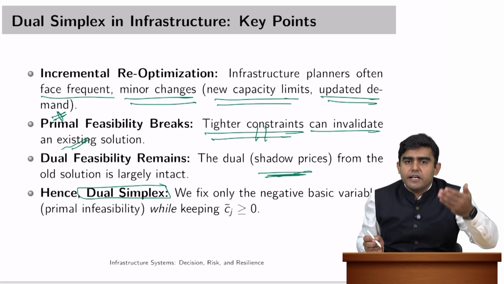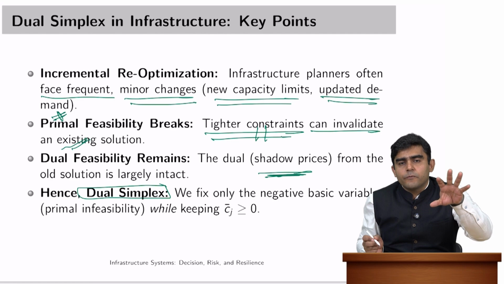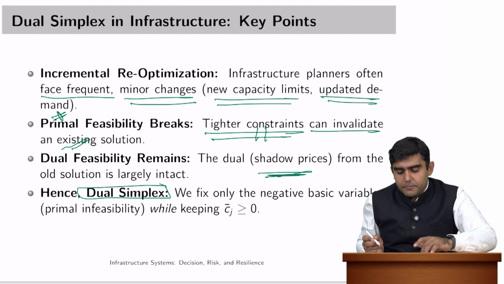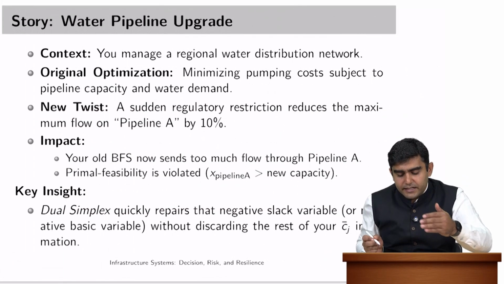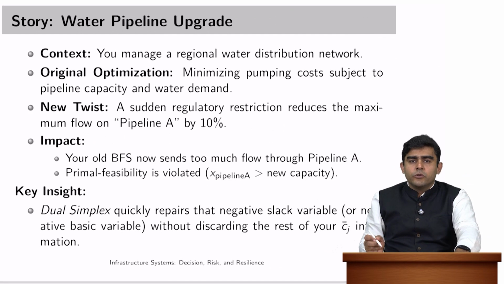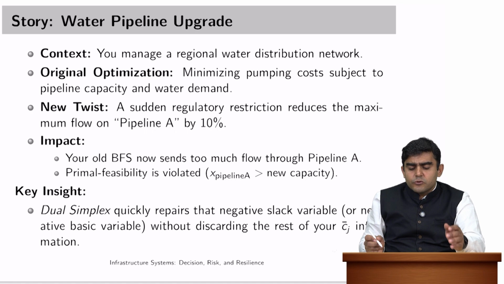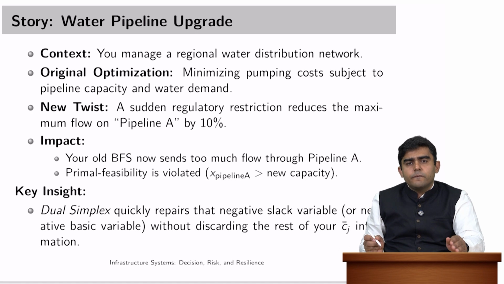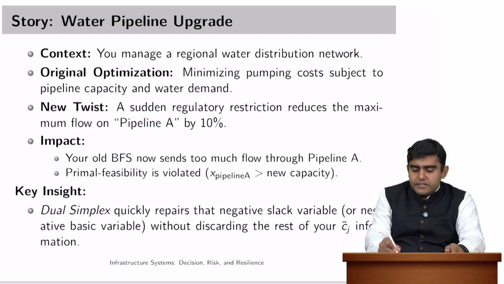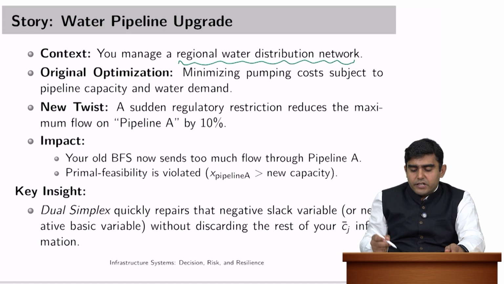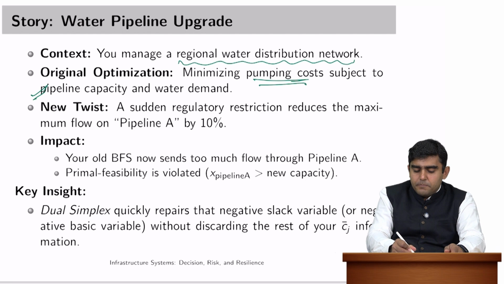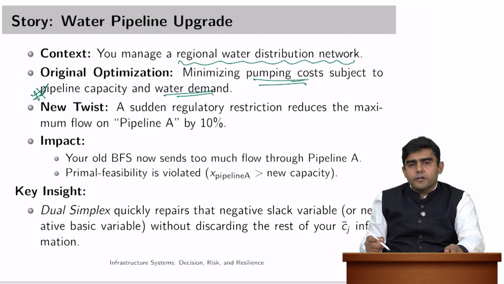Your calculations will start exactly from where your last feasible primal table was existing, in exactly similar manner that we looked into. Again, another small example to further reinforce this concept, why it is so important for infrastructure planners and decision makers. Let us say that you are managing a regional water distribution network, and the original optimization was to minimize pumping costs, subject to some pipeline capacity and water demand.